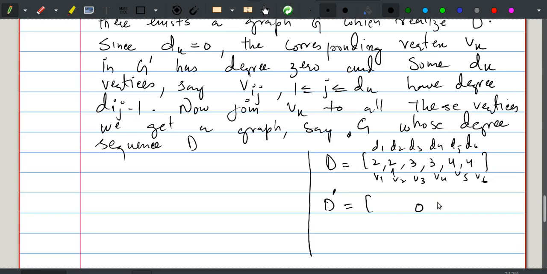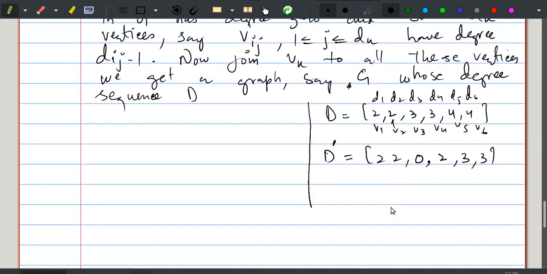So their degree becomes 1 less than it is in the d. So this becomes 2 here, this becomes 3, this becomes 3, and this is 2 and 2 here. So this is the required residual sequence.